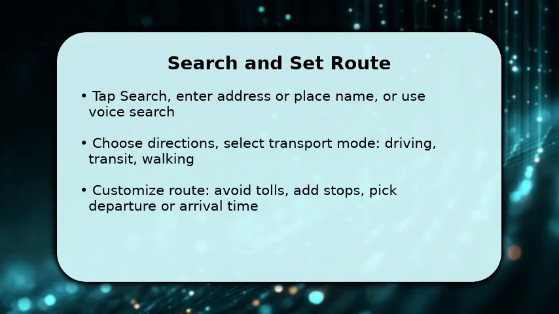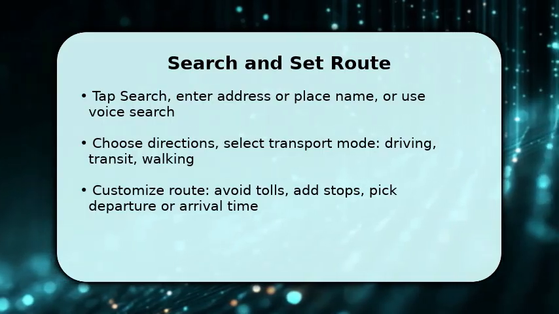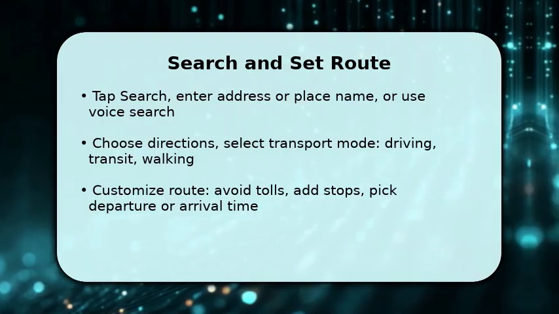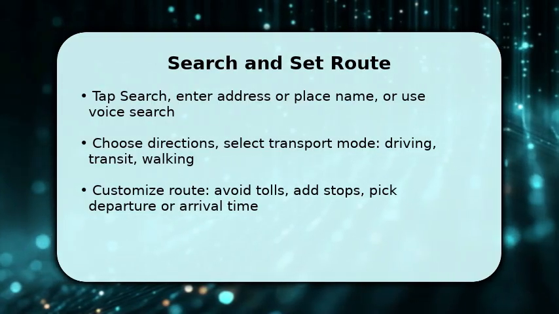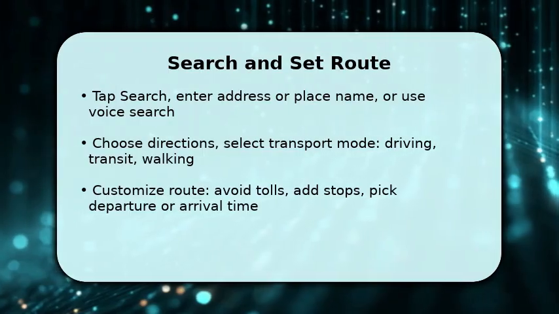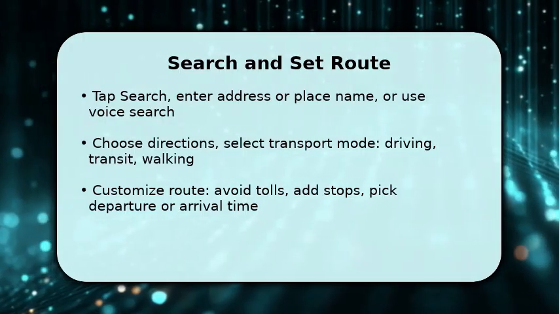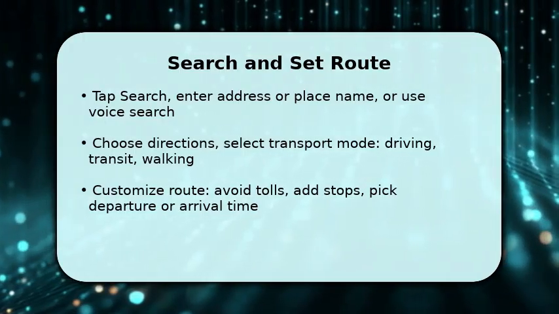Tap the search bar and type the address, place name, or speak it using voice search for hands-free entry. Once results appear, tap directions and pick your travel mode, driving, transit, walking, or cycling, because each mode offers different routes and ETA calculations. Make adjustments.